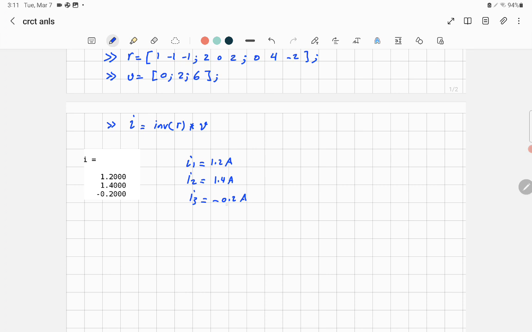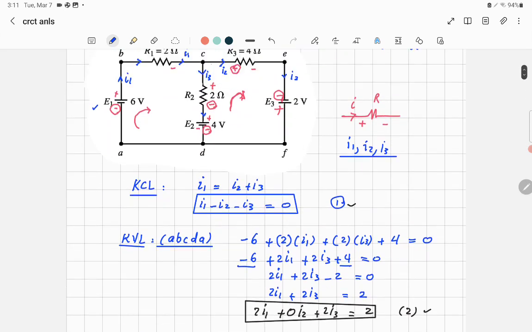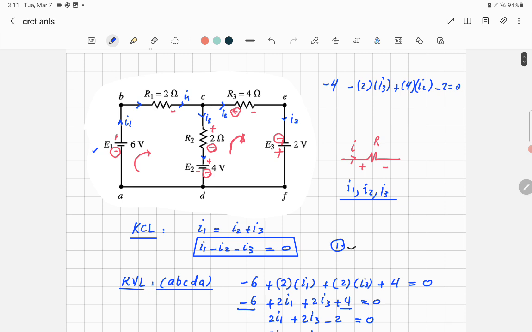When you get a negative value, it means the direction of the current you assumed in the beginning is in the opposite direction. So I assumed in the beginning I3 is flowing in this direction, downwards. So that's not the right direction. Since I have negative, it means that the current is going upward, not in this direction that I assumed.